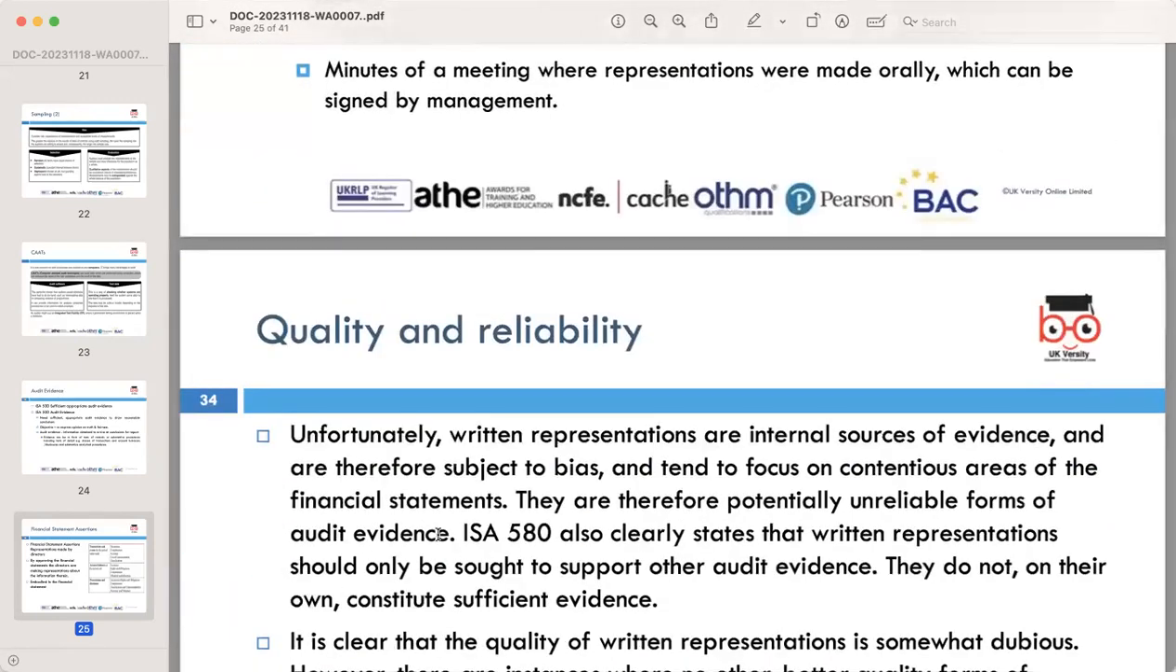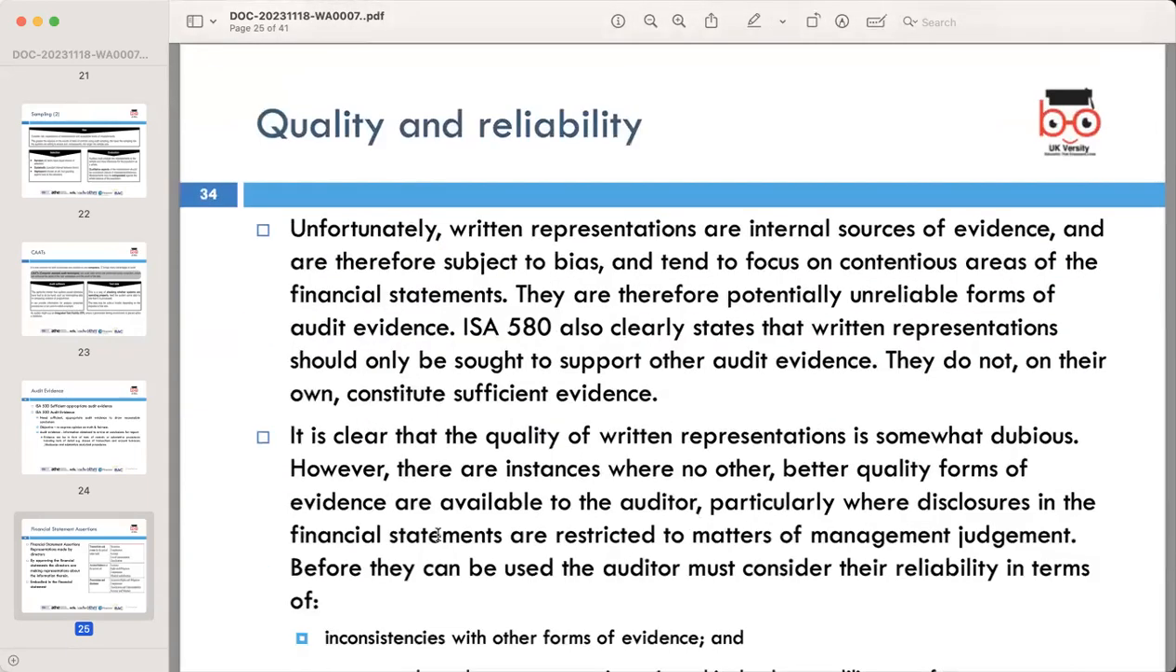Quality and reliability. Unfortunately, written representations are an internal source of evidence. So they are basically statements that a company writes down, especially about its finances. Now the thing is, we need to be careful with these written statements because they can be a bit tricky.